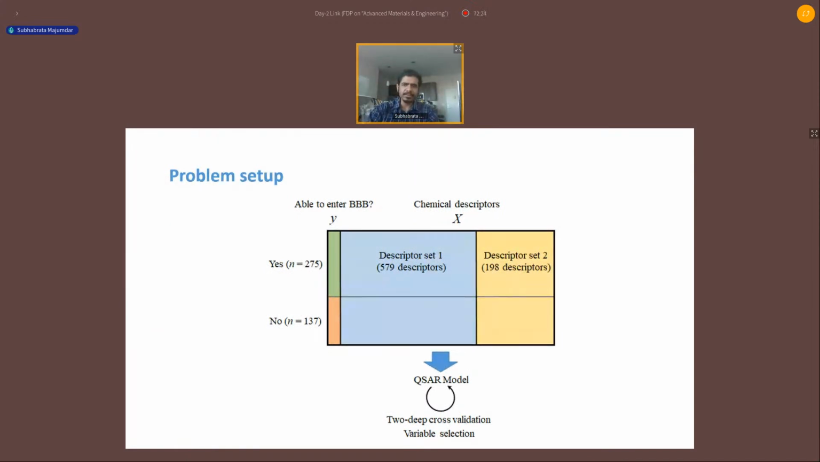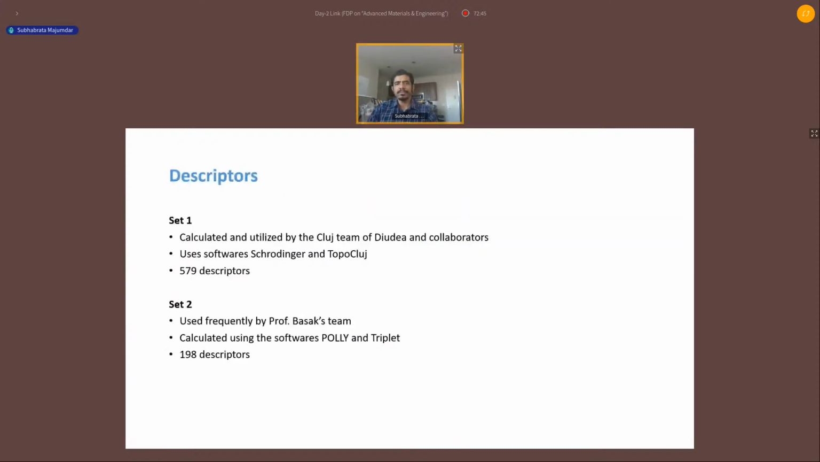So there were this many descriptors, so you can see that there are a lot of them. But as we'll show, there are some descriptors that will come up as high importance. And what we do is build a model, do some validation to see that the model is performing well, and also do the variable selection that I mentioned. A little bit about these descriptors.